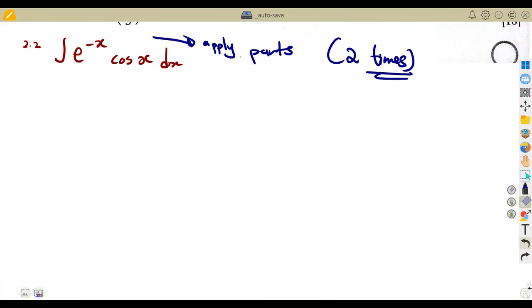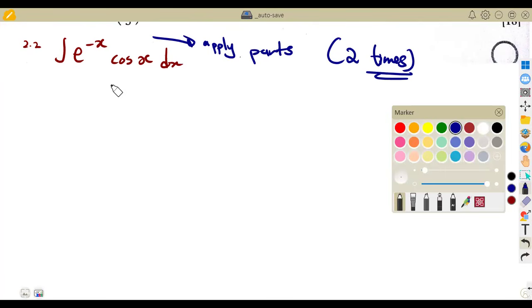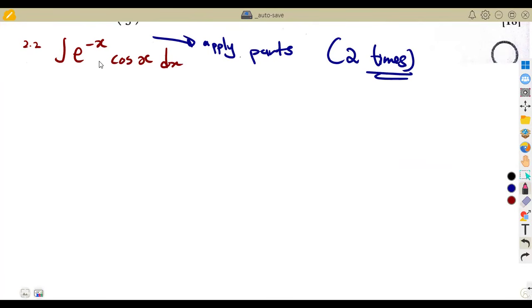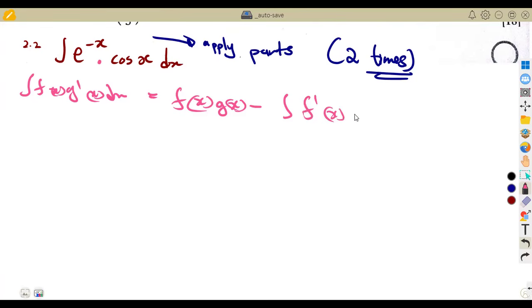Okay, how so? Remember that the by parts is used on a product of 2. These 2 terms are multiplying. So we know that the formula is that the integral of f of x by g prime x dx is equal to f of x by g x minus the integral of f prime x g x. You are also given this formula in your formula sheet.